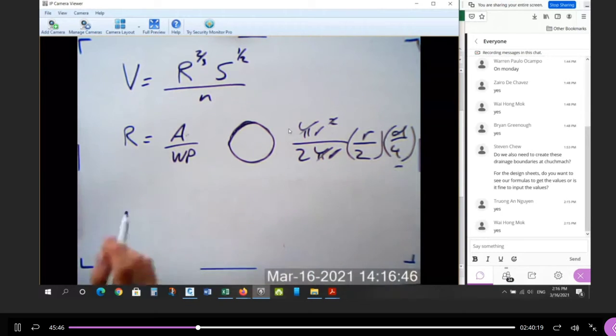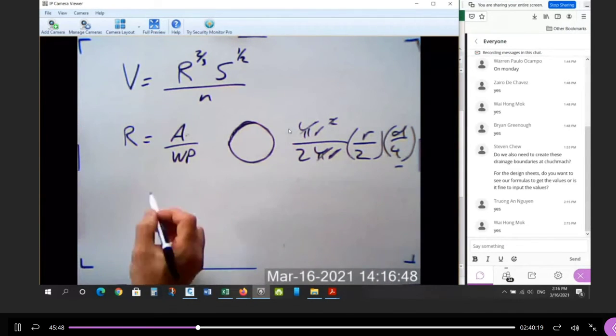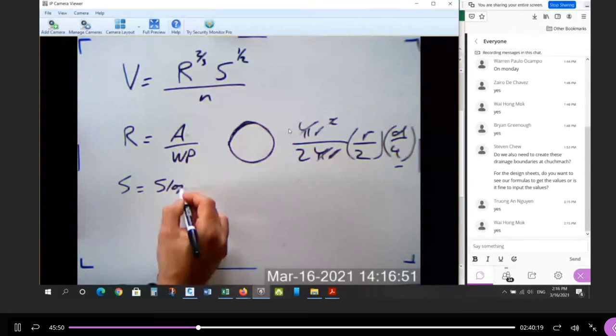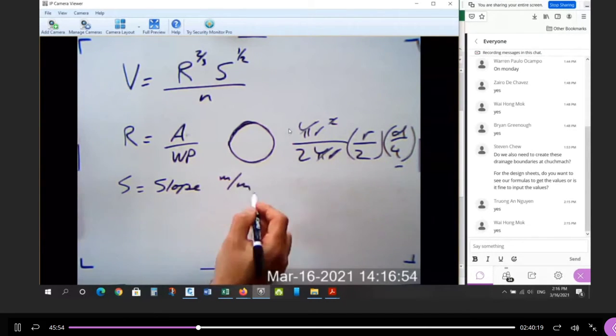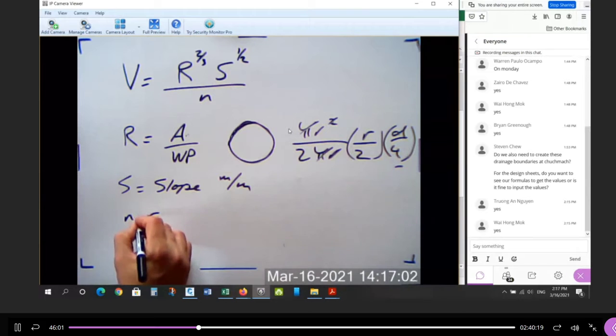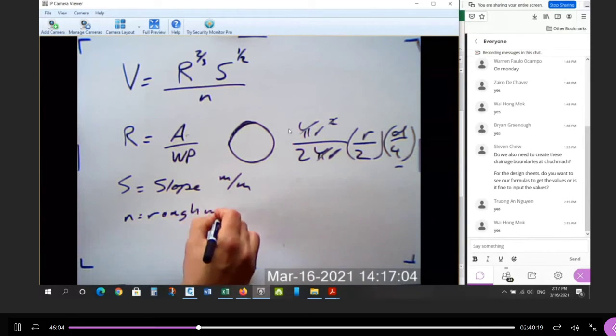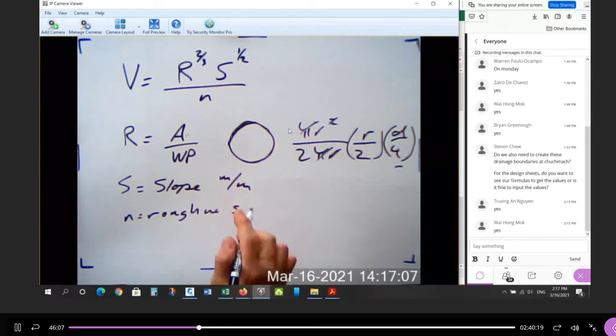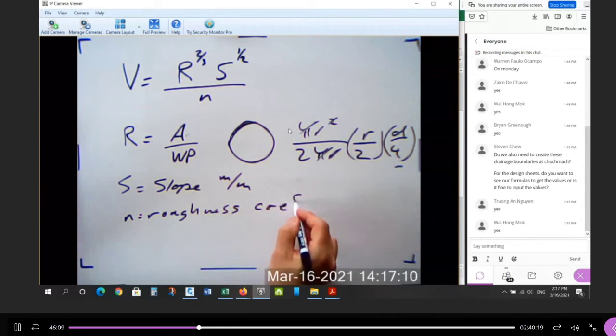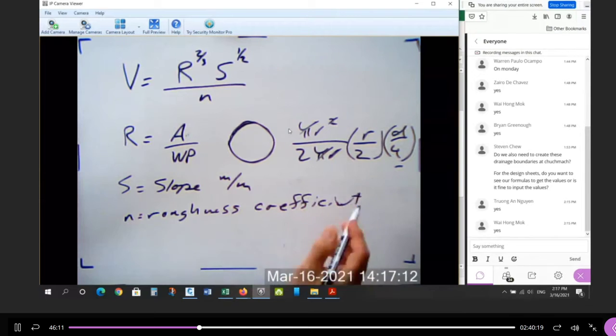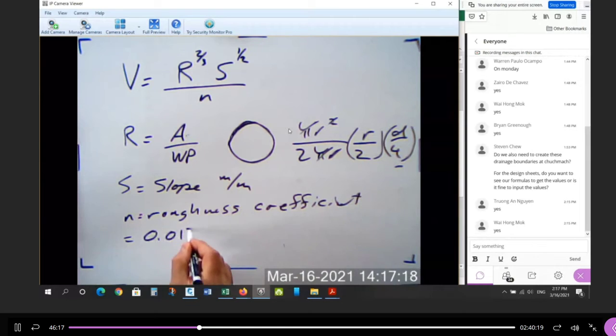So that's really what I would use in the formula. We'll get to that in a moment. S is the slope, and the units for this have to be meters per meter, not percent grade. You can't use percent grade. You have to divide by 1,000. And then n is the roughness coefficient, which for PVC pipe and concrete pipe is the same, 0.013. It's just a coefficient of friction on the inside of the pipe.